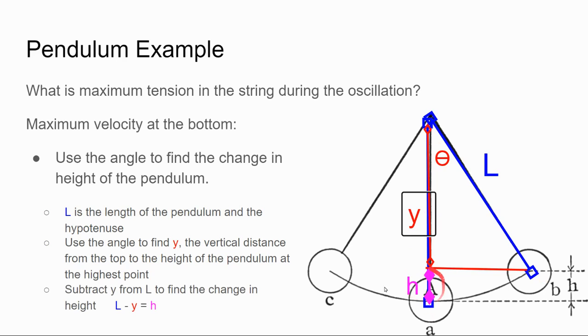Then to get this difference in height, which is what we're trying to find, I know the whole length is L. So if I take the whole length and subtract how long y is, then I know how much h is.